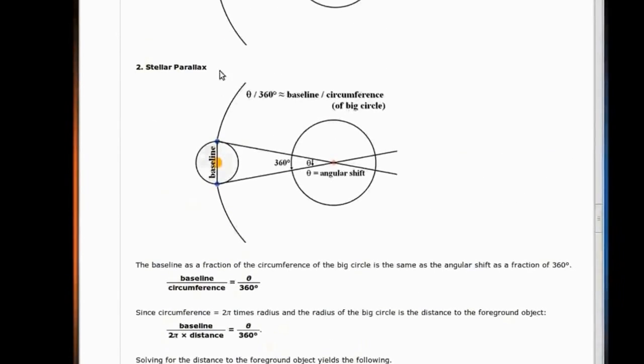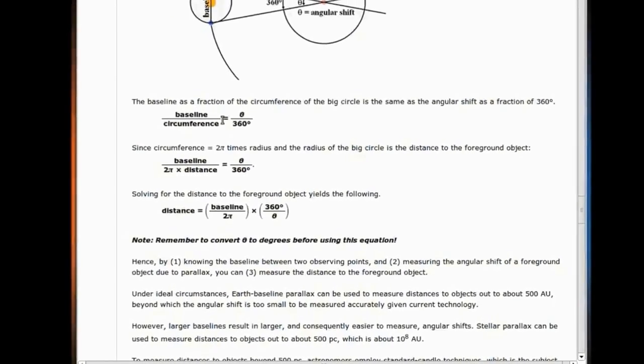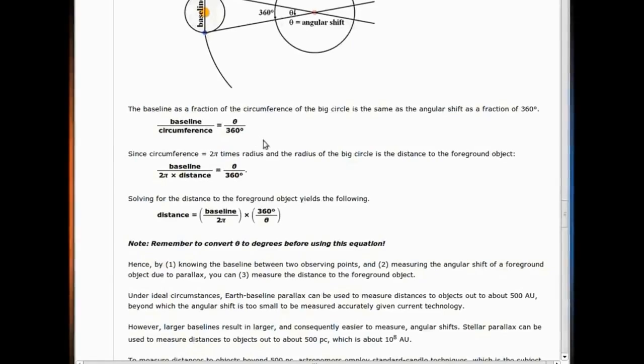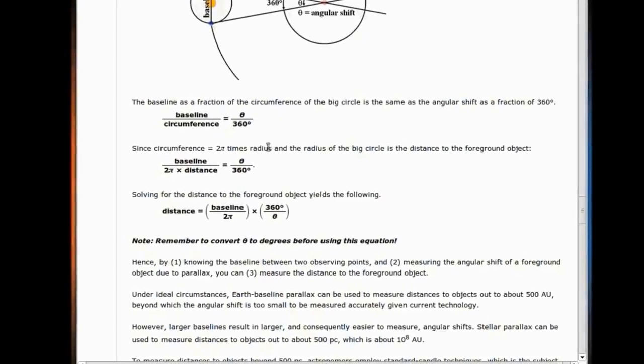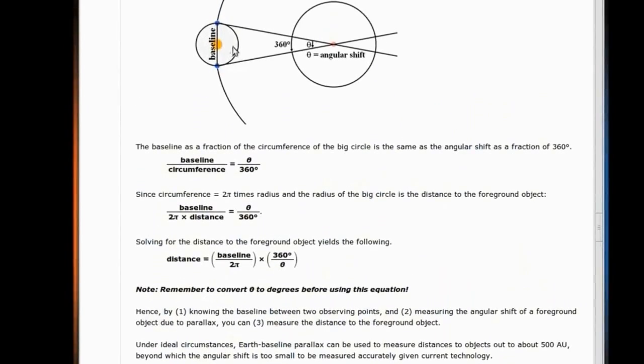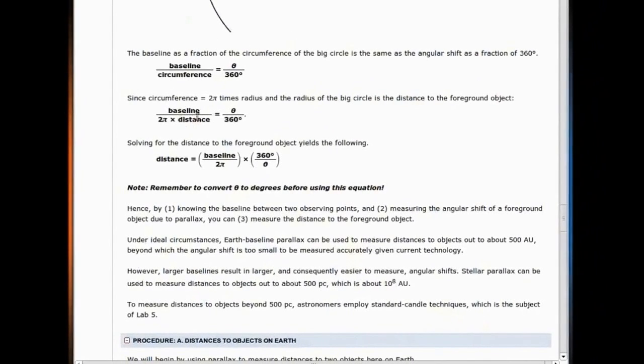So writing this equation out in a little more clear fashion, it looks like this. Our baseline over our circumference is equal to our angular shift of theta over 360 degrees. But again, our circumference is just 2 pi times the radius, and the radius is the distance between us and this distant object. So the distance is the thing we want, so now we can solve this equation for distance, and this is just rearranging some terms algebraically. So our distance is now equal to our baseline over 2 pi times 360 degrees over theta.